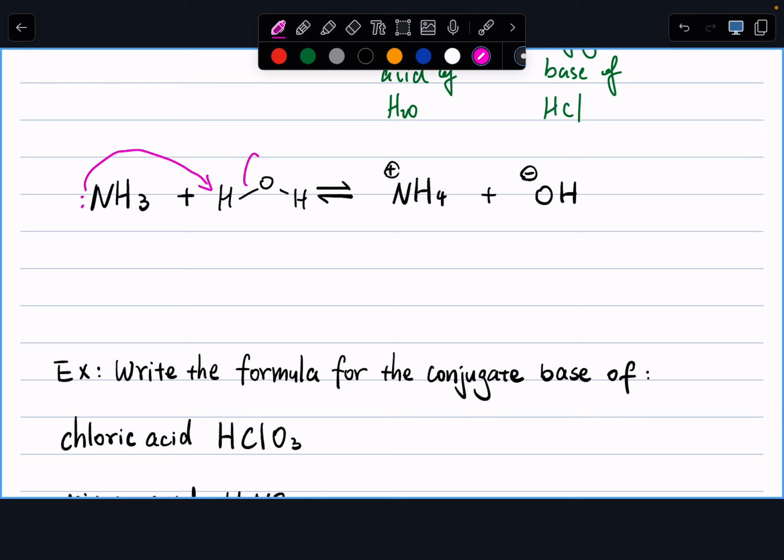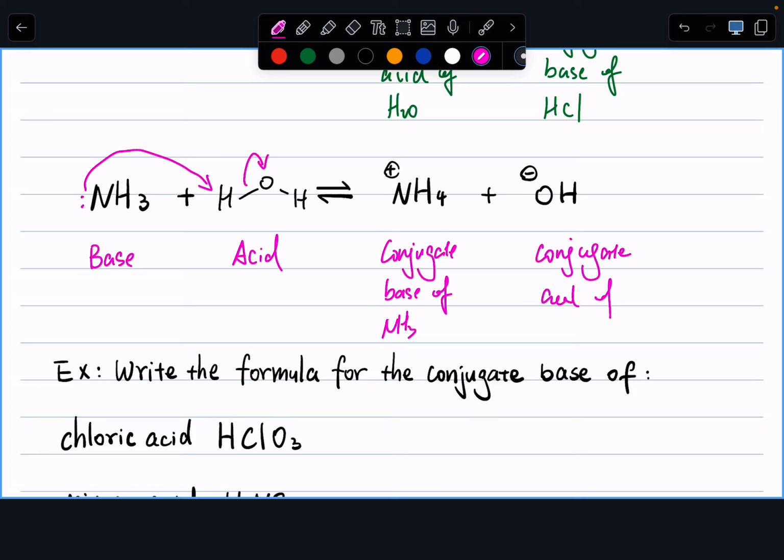This is my acid. NH4 plus is the conjugate base of NH3, where your OH minus is the conjugate acid of H2O. Oh, conjugate base, sorry. My bad. Sorry. So NH4 plus is a conjugate acid of NH3, and OH minus is conjugate base of H2O.